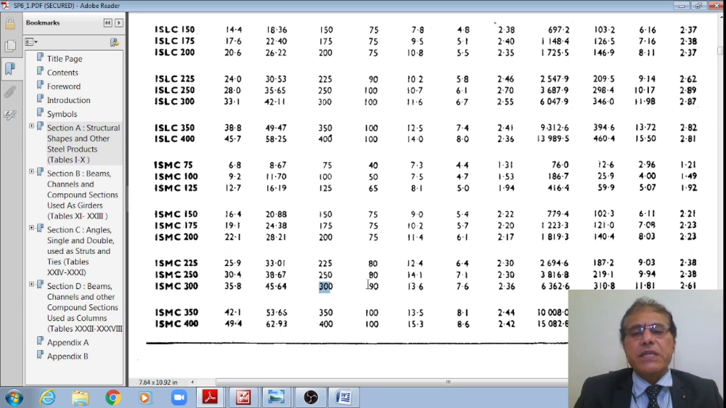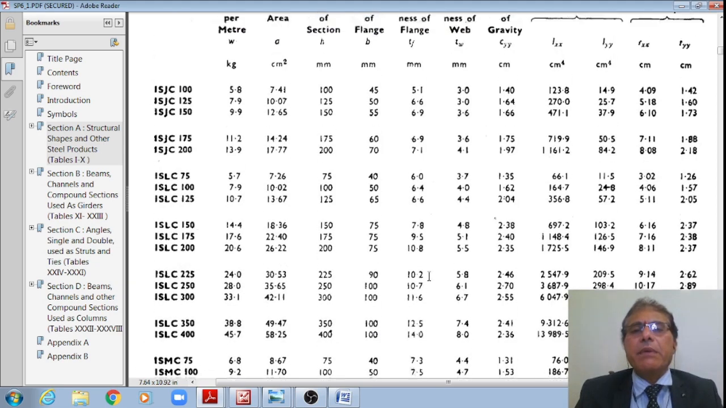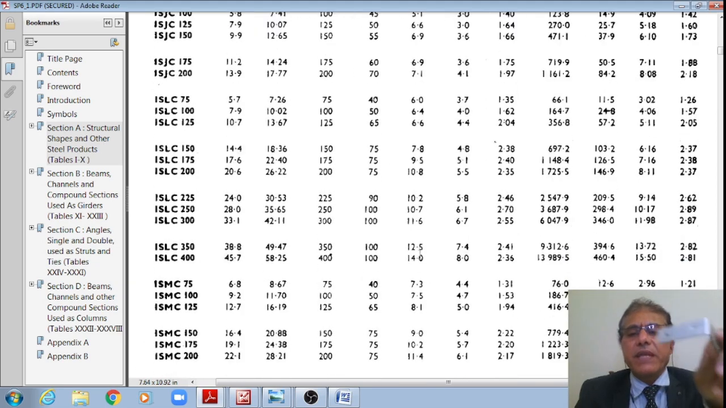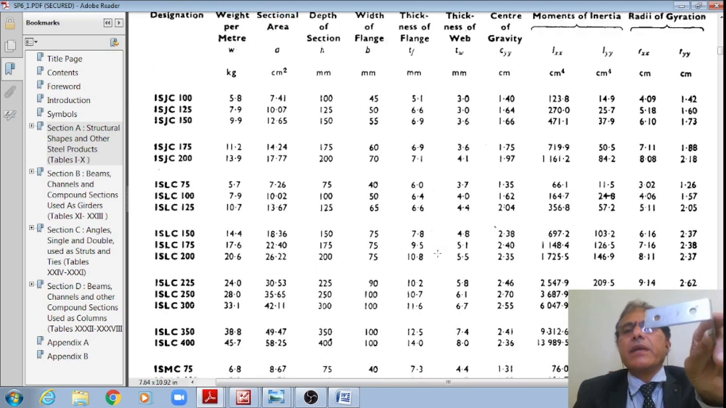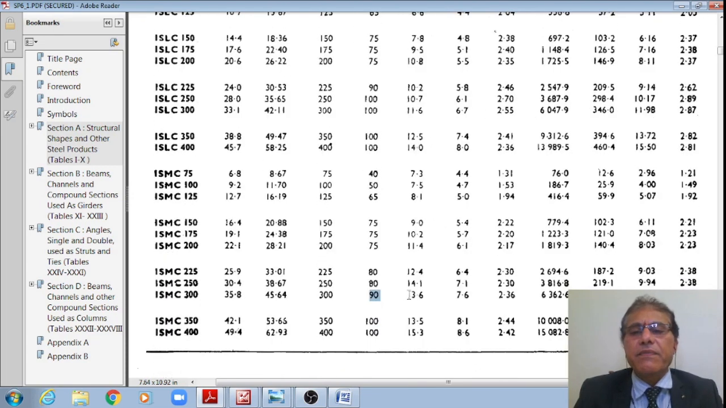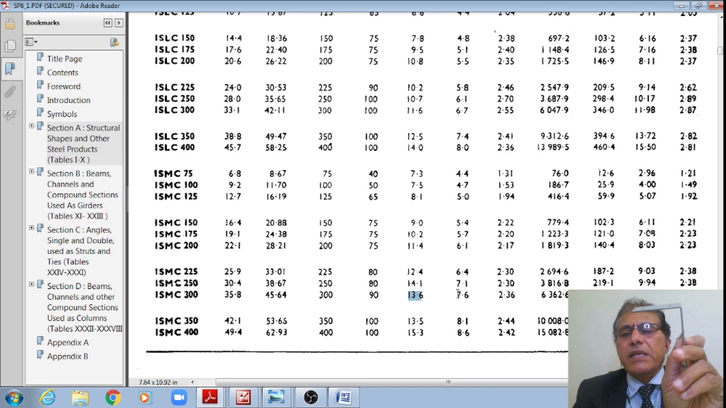The depth of the section and the width of the flange is 90 mm. Other relevant properties I'll note down: the thickness of the flange and the thickness of the web. The thickness of the flange is 13.6 and the thickness of the web is equal to 7.6.